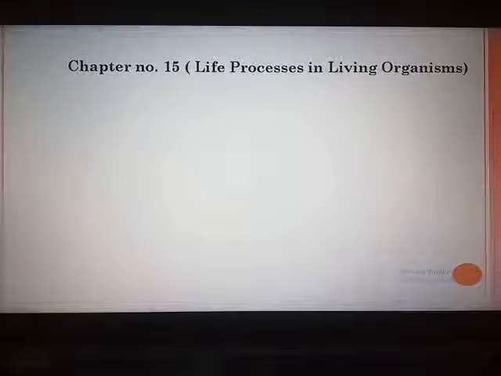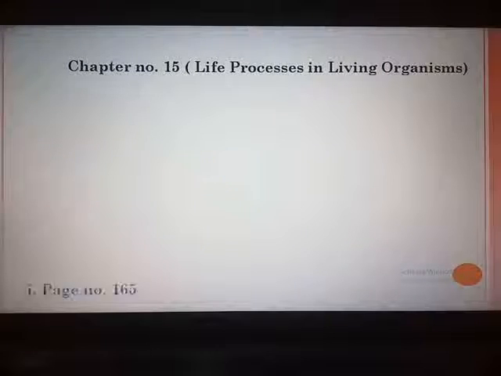Page number 163 begins with the first chapter from section B. There is no reduction on this page. Page number 163, no reduction. Page number 164, there is no reduction.